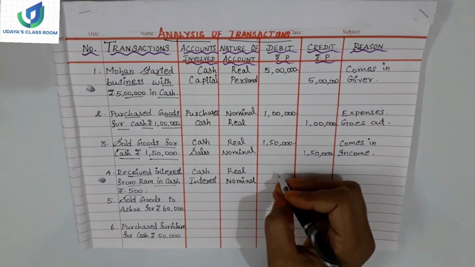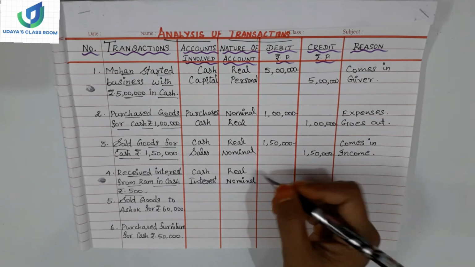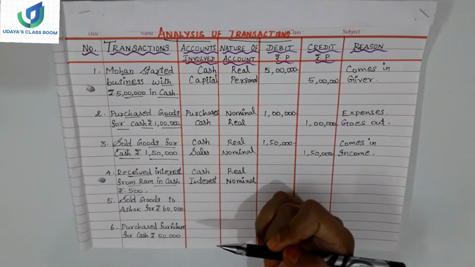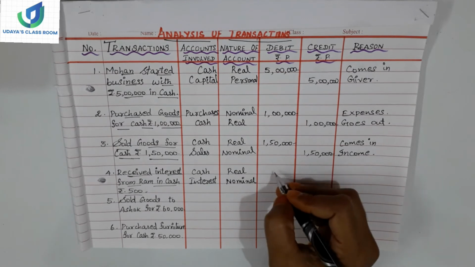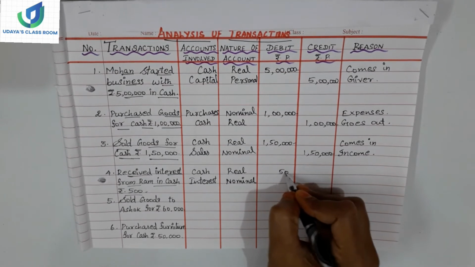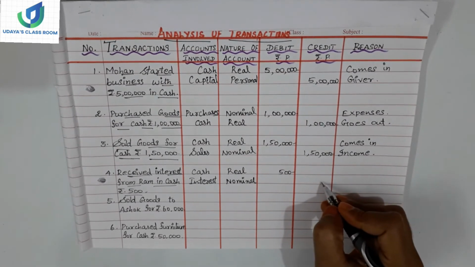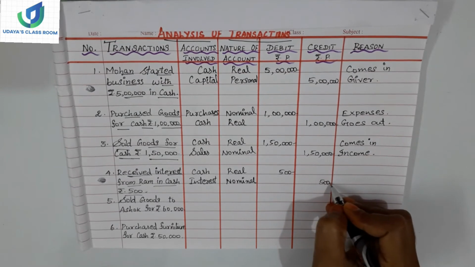Okay, debit all expenses and losses, credit all incomes and gains. So one form of gain for us, interest we have received here. How much to be debited? 500 to be debited and 500 to be credited here.